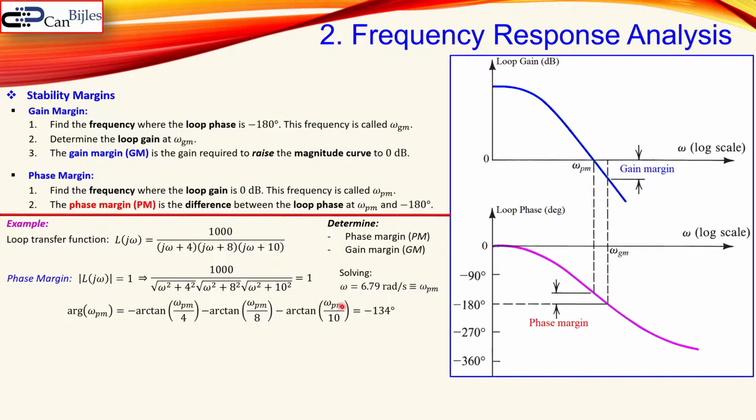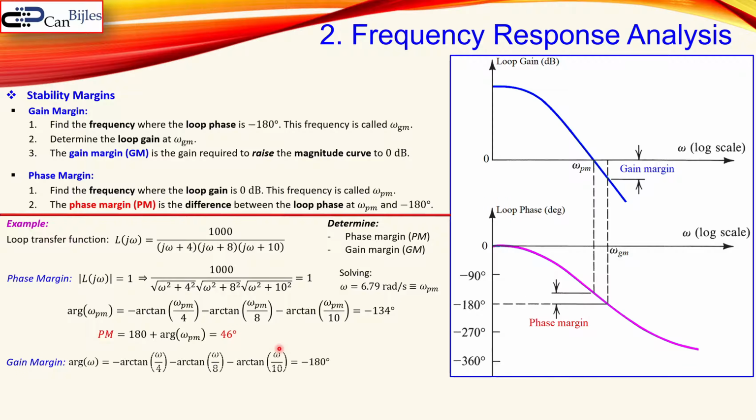But our omega pm, so our phase margin frequency, is already calculated, which is 6.79. So when you do that, you get here minus 134 degrees. So this is then minus 134 degrees. So what is the phase margin? Now that means how far can I go from here to the minus 180 degrees? That distance is our phase margin. So this is the formula. It will give you 46 degrees.